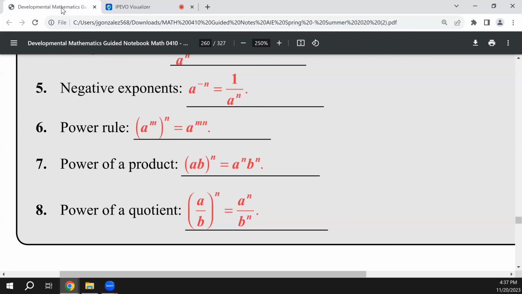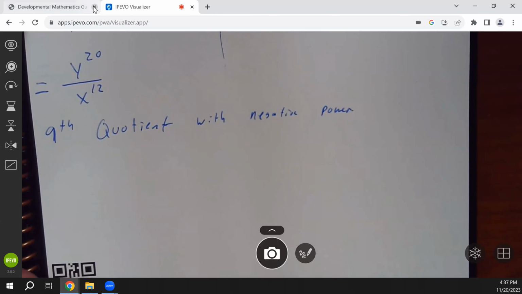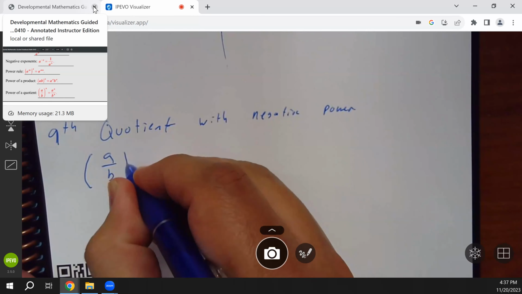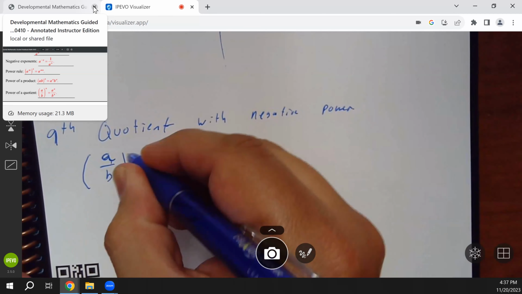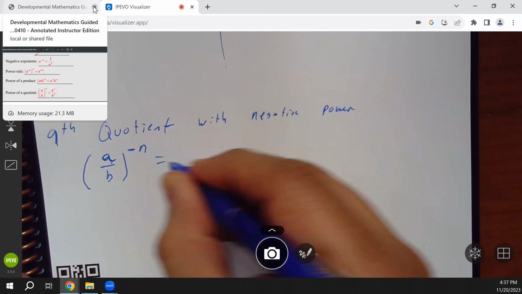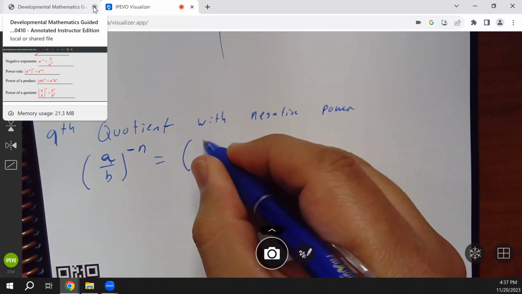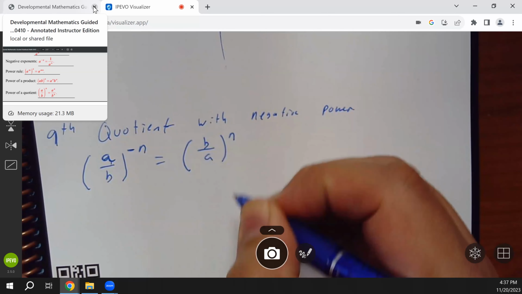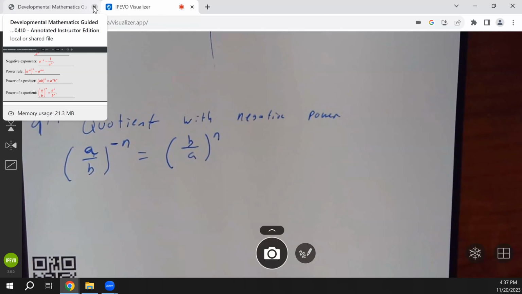So the other one, using the same variables. We have A over B to the negative n. That's the same as B over A to the n. I don't think that was on there.